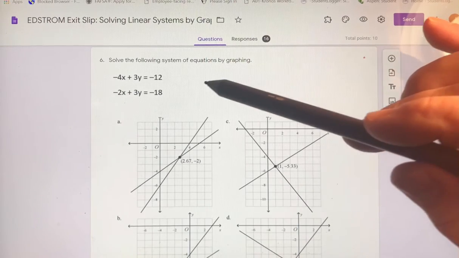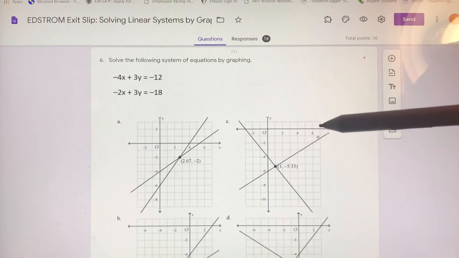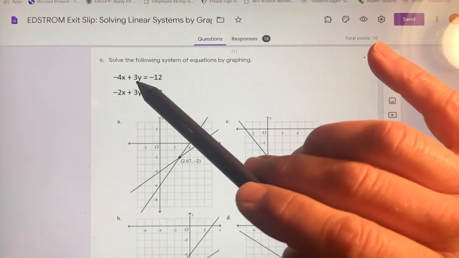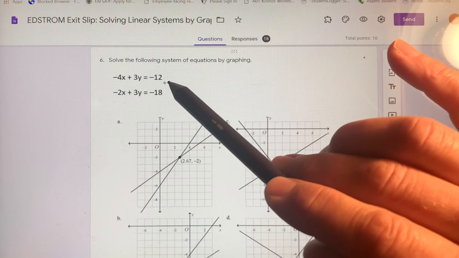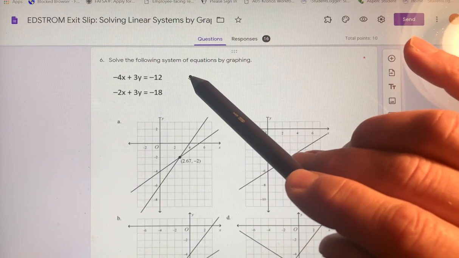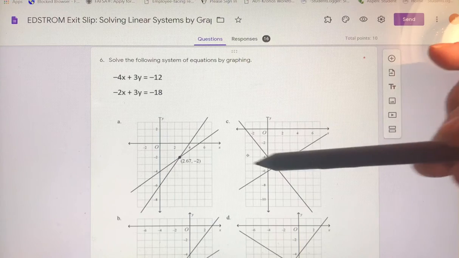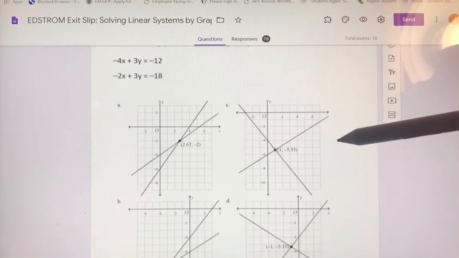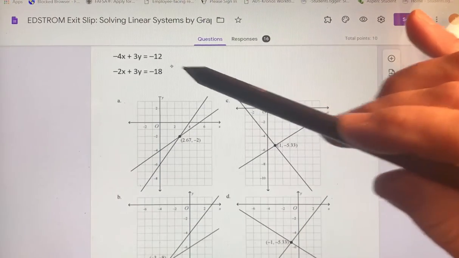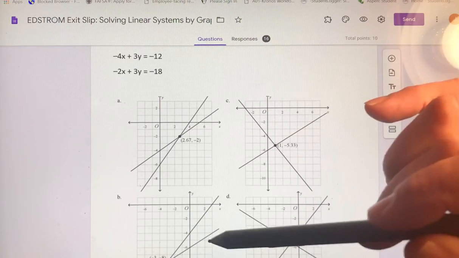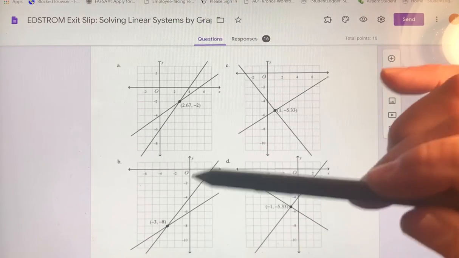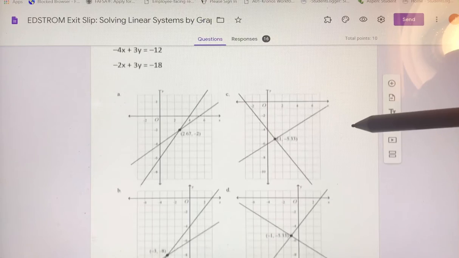Now, in number 6, there's a number of ways that you could do this problem. You could isolate y, get y by itself, and then graph the lines independently. Or what you could do is take the ordered pairs and see which ordered pairs make both statements true.